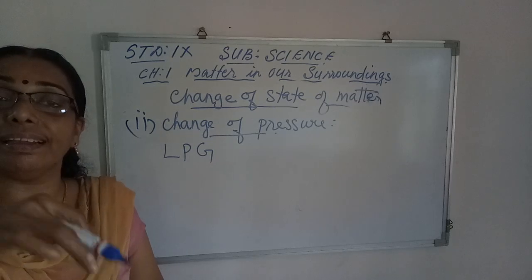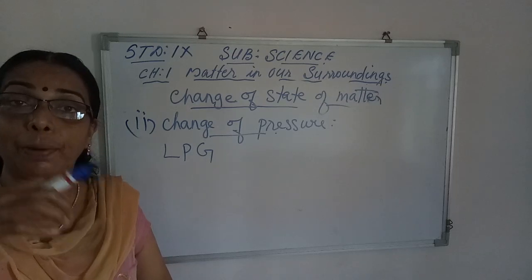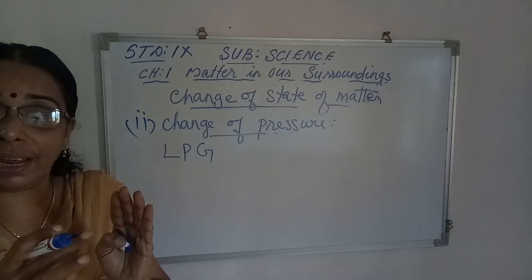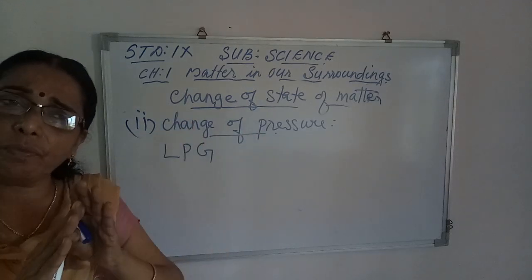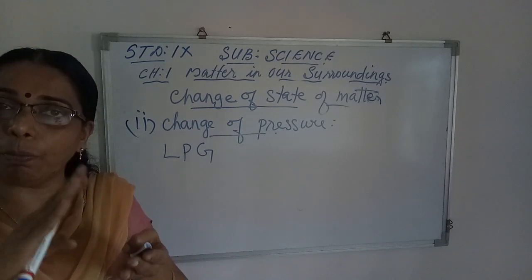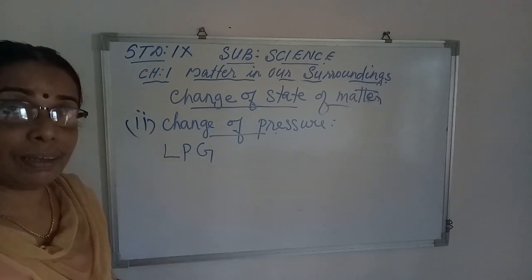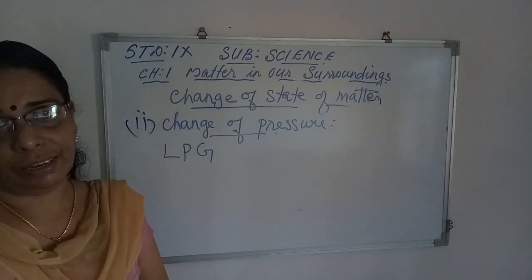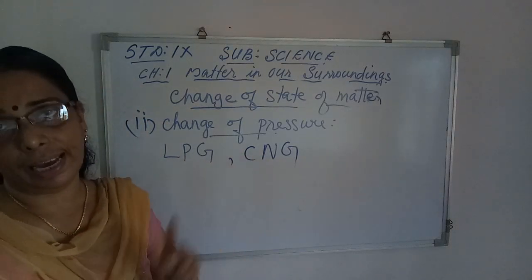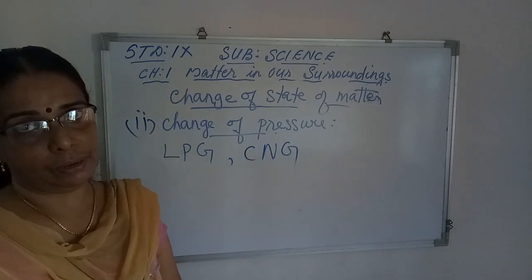How is the gas filled in the cylinder? You know, when the gas is compressed under high pressure, the gas gets converted to liquid. Because in a gas, the molecules are far apart. They are very free to move. But when it is compressed, what happens? The distance between the molecules is reduced and they get converted to liquid. And when it is compressed, it is filled in the cylinder. So that is LPG. Even CNG also, compressed natural gas. That means when gas is compressed under high pressure, it gets converted to liquid.